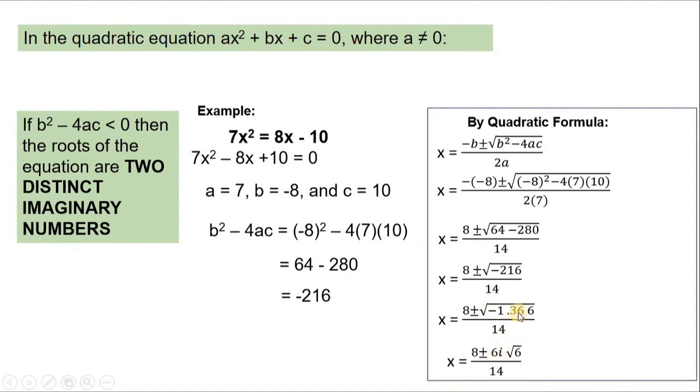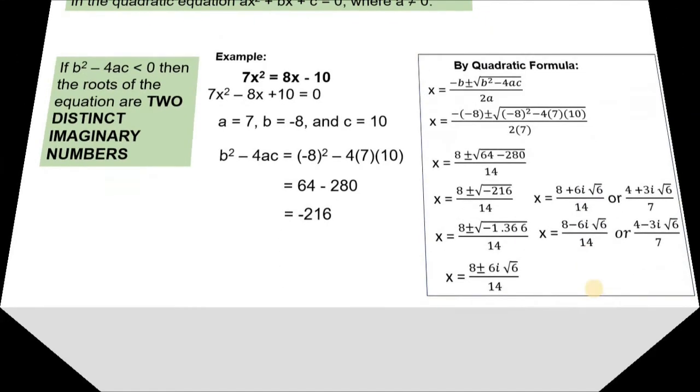So, nilabas na natin yung kanilang roots. Over 14. So, dalawang solution. Or, we have 8 plus 6i square root of 6 over 14. Or, ni-lowest term lang natin ito. Okay? So we divided both numerator and denominator by 2. Okay? So the other one is the negative. So that is the roots of a quadratic equation.